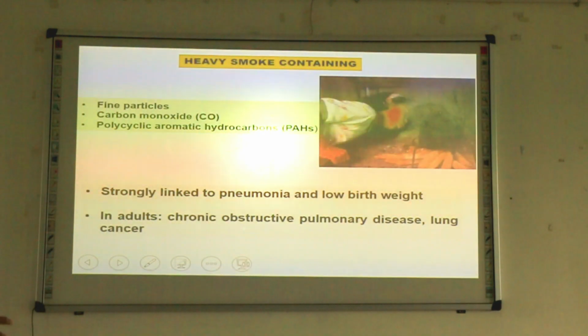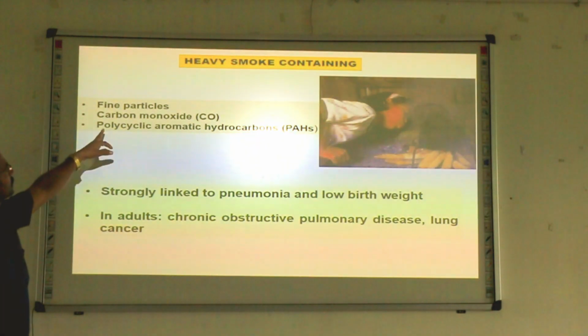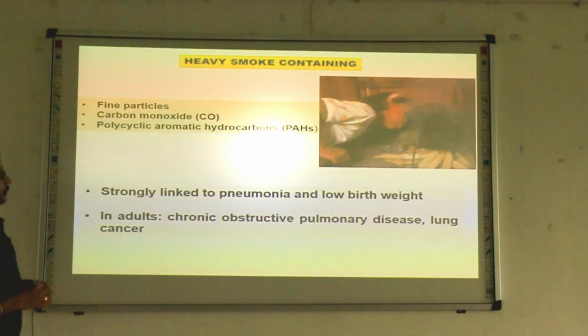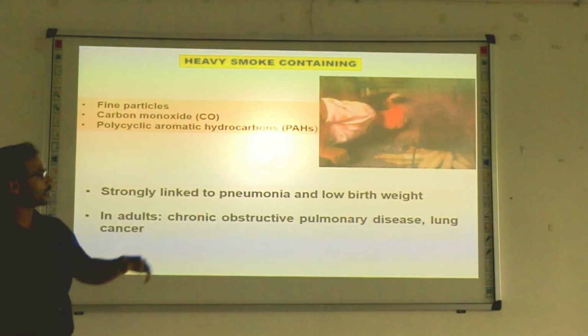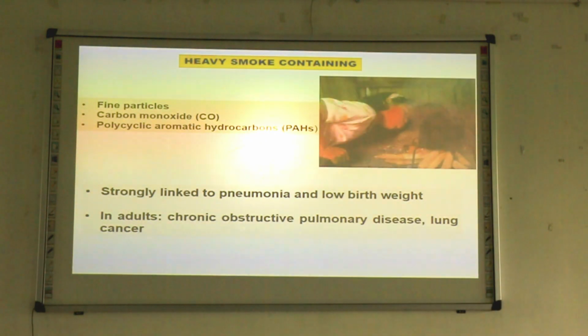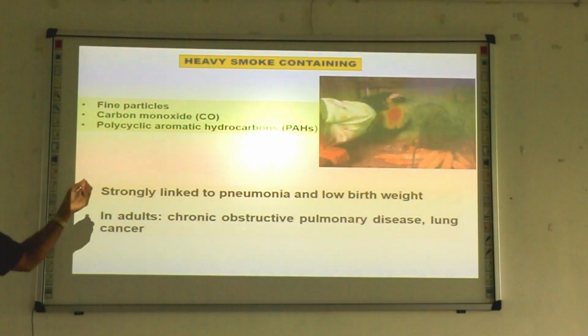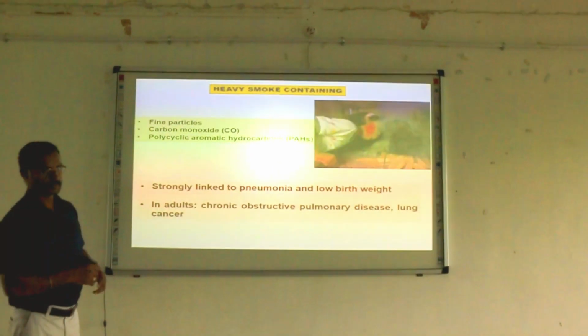Then the next one is heavy smoke. This one comes from using wood for fire purposes. At that time it will produce huge smoke that will cause problems. That smoke contains carbon monoxide and polycyclic aromatic hydrocarbons that will affect our air quality. This smoke is strongly linked to pneumonia and low birth weight in pregnant ladies. In adults, chronic obstructive pulmonary disease and lung cancer will come from long-time exposure to this smoke.